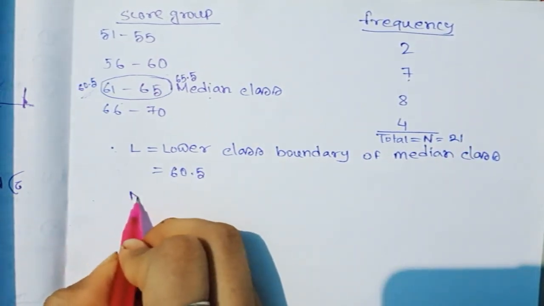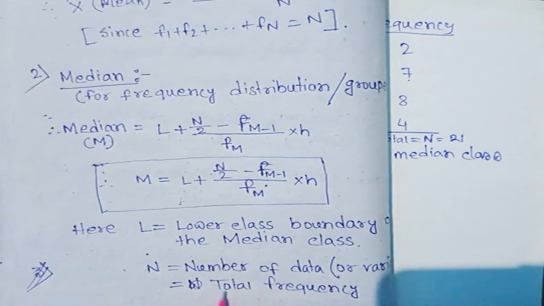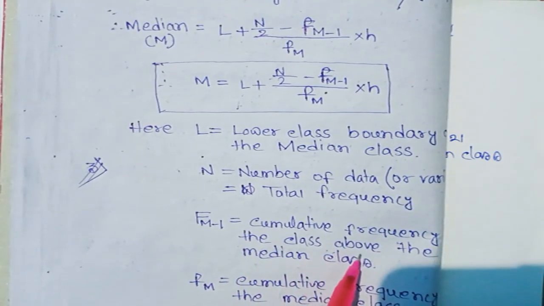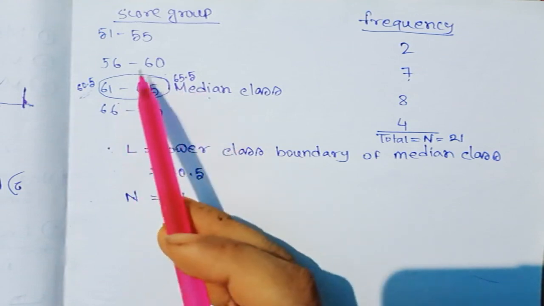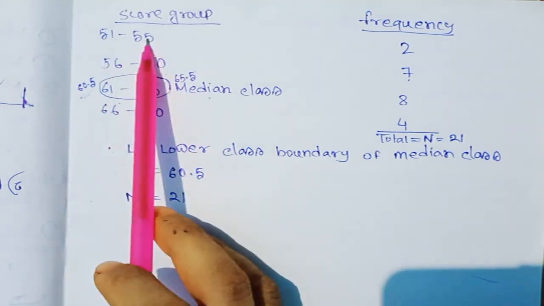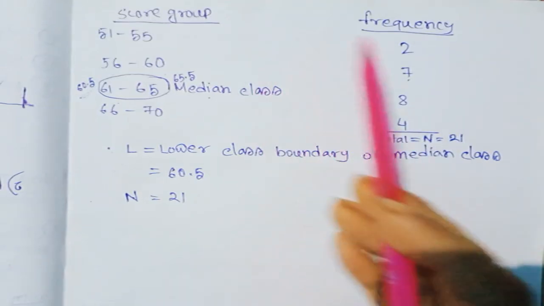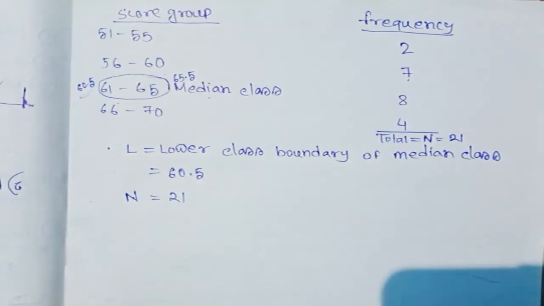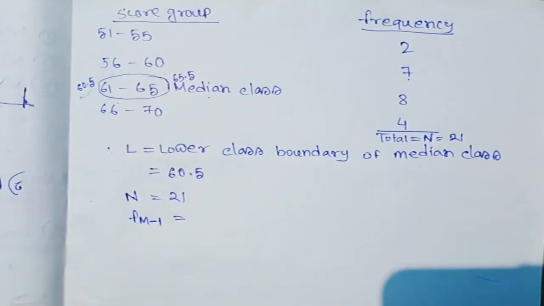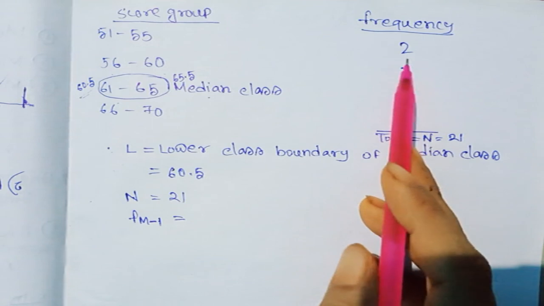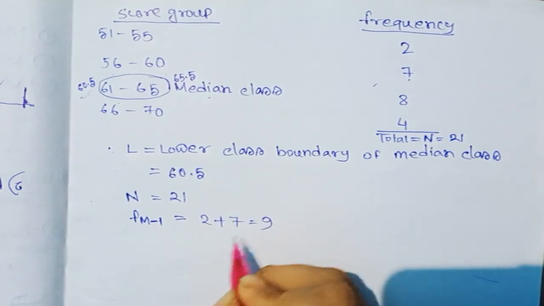So by formula, n is equal to 21. Next, f of m minus 1. F of m minus 1 is the frequency of the class above the median class. This is our median class. Above this class we have two other classes, 51 to 55 and 56 to 60. The frequencies above this median class are 2 and 7. So f of m minus 1, this minus means before or above, so we take these frequencies above the median class, 2 plus 7, that is 9.